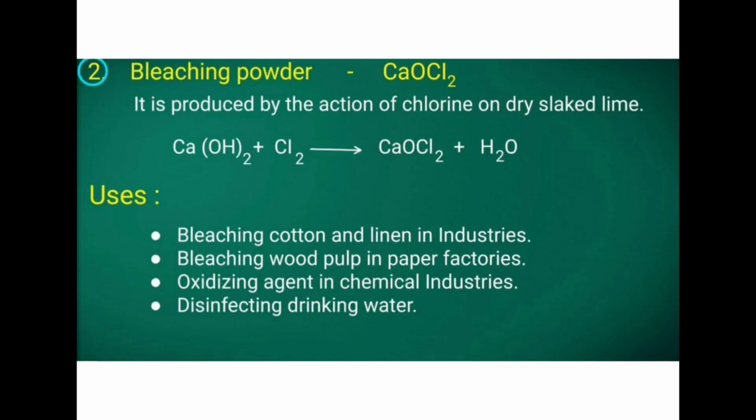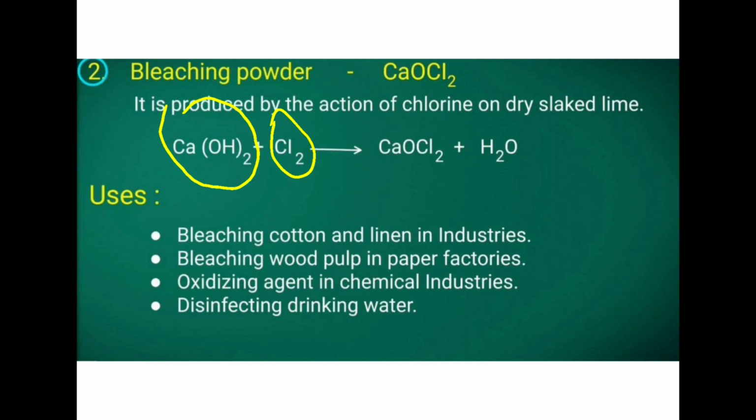Okay. Then next one is bleaching powder. So what is bleaching powder? Bleaching powder means CaOCl2. So how is it produced? Bleaching powder is produced by the action of chlorine on dry slaked lime. So this is chlorine, and this is dry slaked lime. So slaked lime means calcium hydroxide, plus chlorine gives CaOCl2 plus H2O. So this is how the bleaching powder is produced.